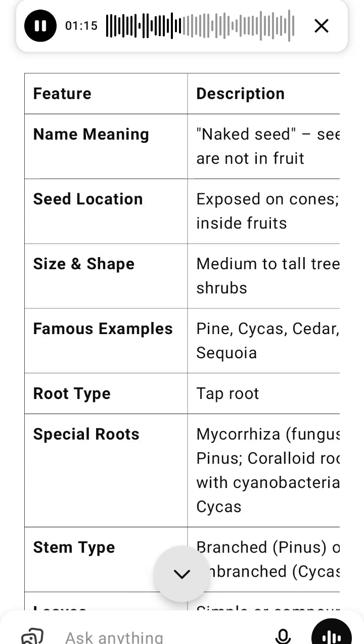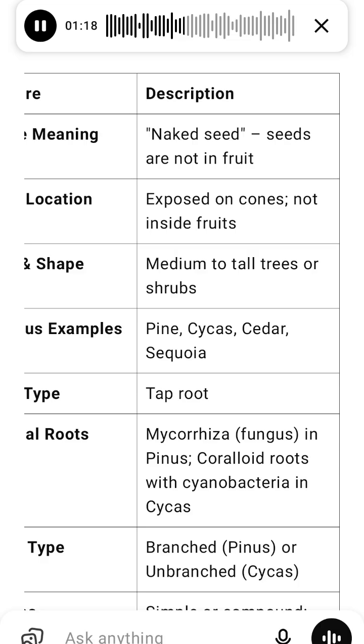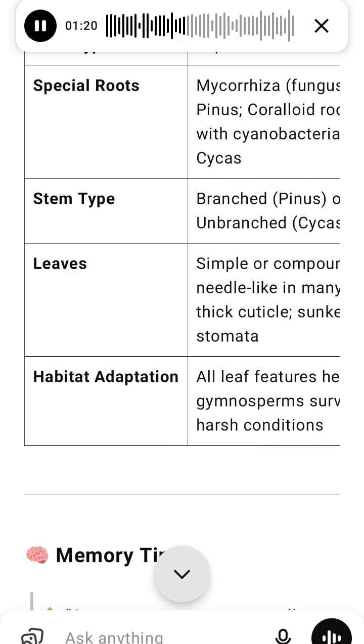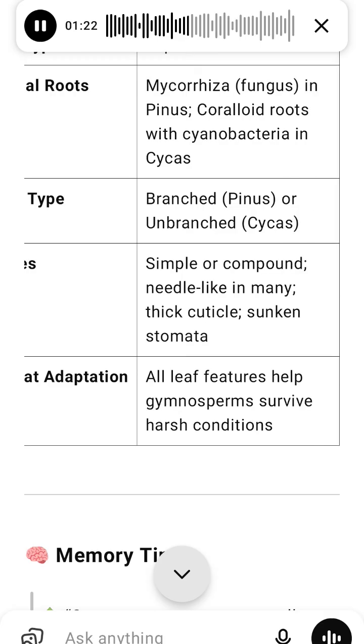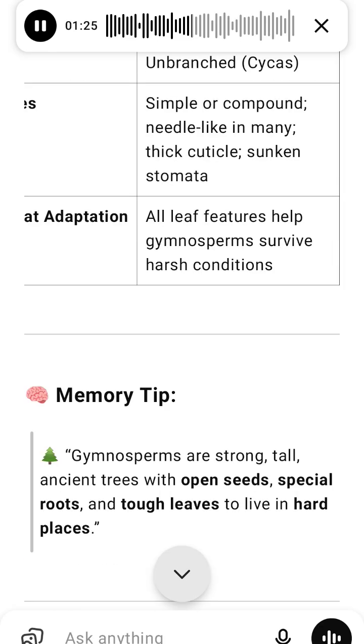Stem type: branched, Pinus, or unbranched, Cycas. Leaves: simple or compound, needle-like in many. Thick cuticle, sunken stomata, habitat adaptation. All leaf features help gymnosperms survive harsh conditions. Tip: tall, ancient trees with open seeds, special roots, and tough leaves to live in hard places. Let me know if you'd like me to continue and explain their reproduction and life cycle next.